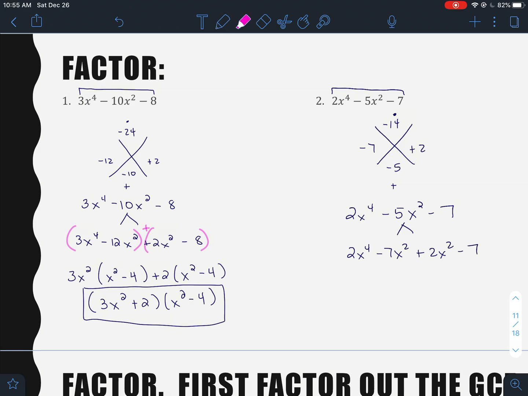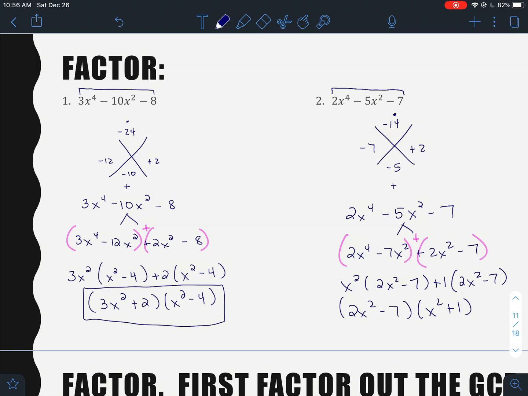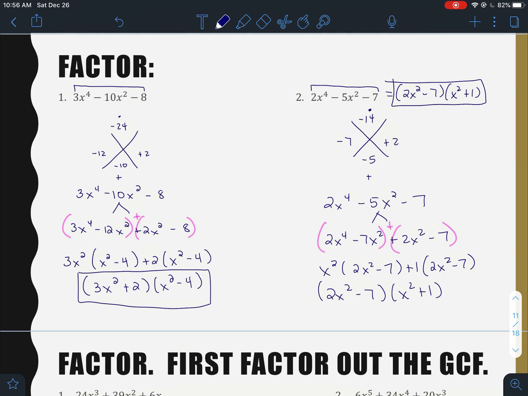You'd get 2x to the fourth minus 7x squared plus 2x squared minus 7. Group the first two, group the second two, plus sign in the middle. And we would get x squared times 2x squared minus 7. And then the second two, you can factor out a 1 because that's their greatest common factor, and you'd be left with 2x squared minus 7. So pull out the 2x squared minus 7, and then you have x squared minus 1. So this would factor into 2x squared minus 7 times x squared plus 1.